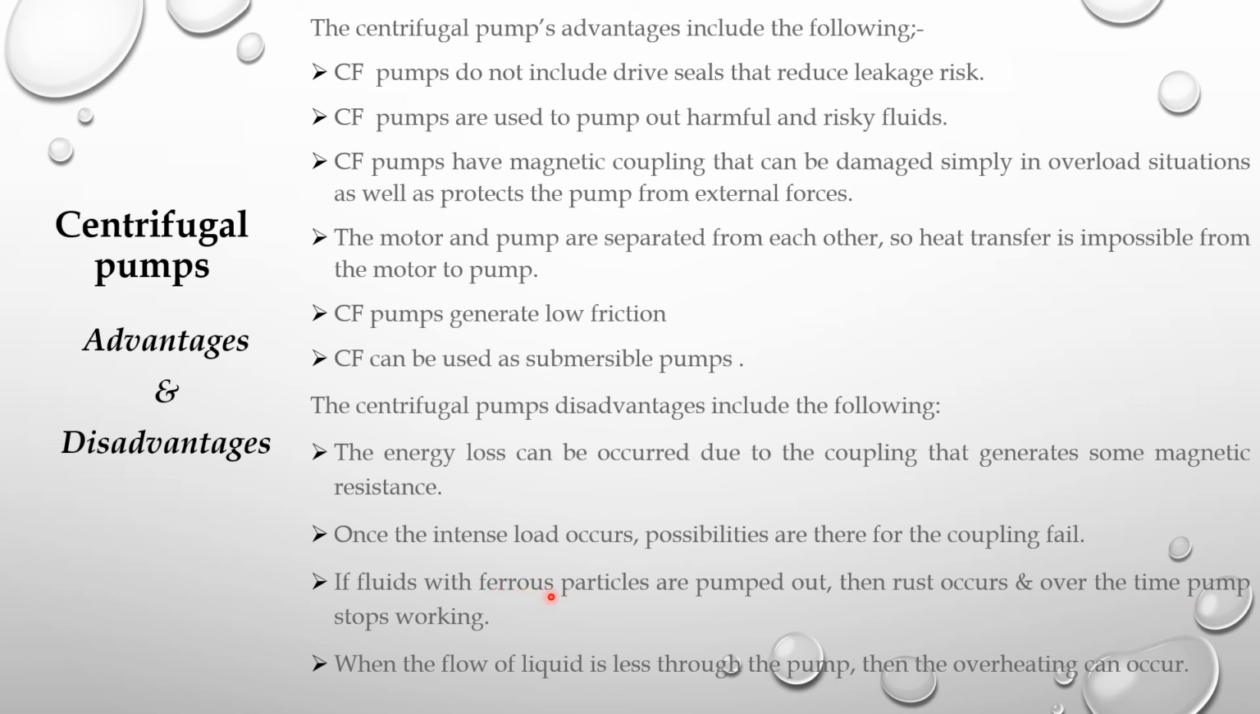If the liquid handled in the pump contains corrosive material, that will corrode the pump and the pump will get damaged. If the flow of liquid through the pump is low, then overheating can occur. If the discharge consumption is very low and the pump is running continuously, the pump will heat up and overheating will occur. This is the main problem for the pump.